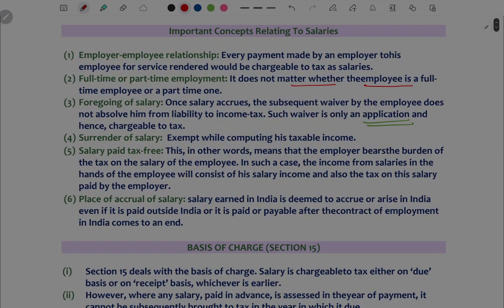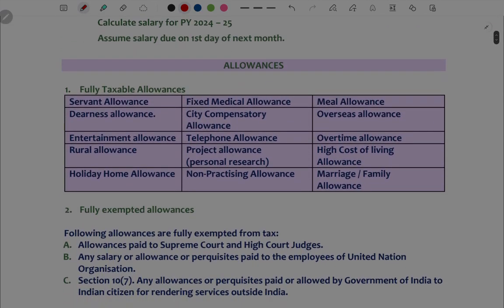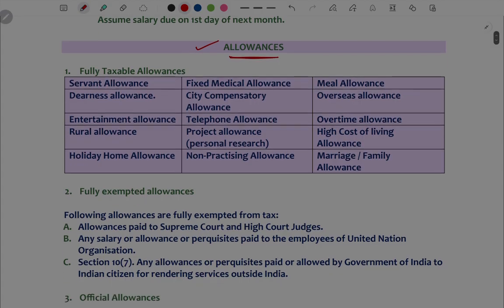First of all, we are going to directly go into allowances, because the main chapter starts from where you see what allowances are. Allowances means something you give to the employees to use a benefit. For example, you give servant allowance: this is the type of benefit, but to avail that benefit you are giving a certain amount of money to your employee. That is called an allowance.